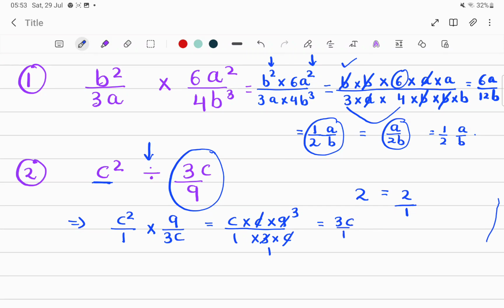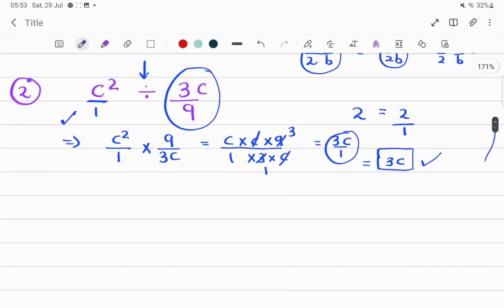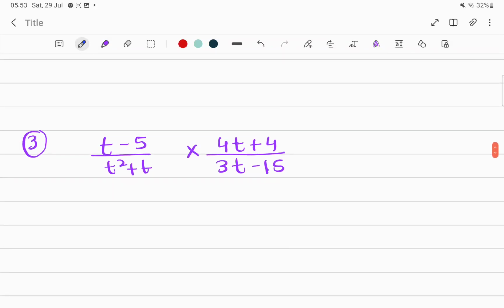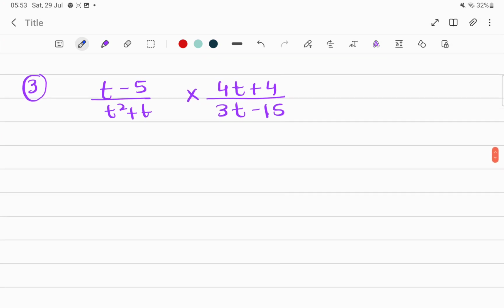But now because we are giving our final answer, you can just write 3c, because divide by 1, even if you write it or don't, it's the same thing. When you start calculations, you have to write it. When you are giving your final answer, no need to write. Okay. Now the next question is, this is our next question.